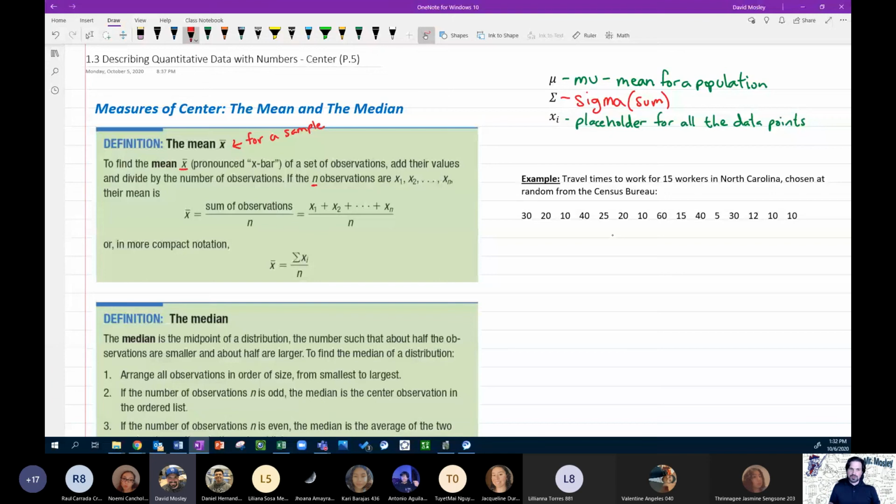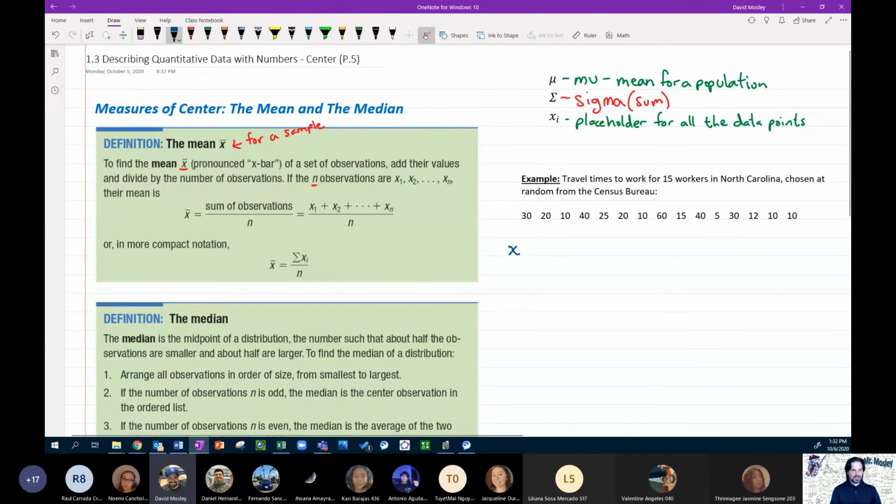We have an example here. We're looking at travel times to work for 15 workers in North Carolina, chosen at random from the Census Bureau. So here are our times, and we're going to find the mean. Now, I could add all these up and divide by 15, and we can write that out symbolically. I'm not going to do it. I'm going to use my calculator to do all the work for me, because then I can use my calculator to do other stuff later. I'm going to show you how to use the TI-84, your yellow calculator, to do those things.